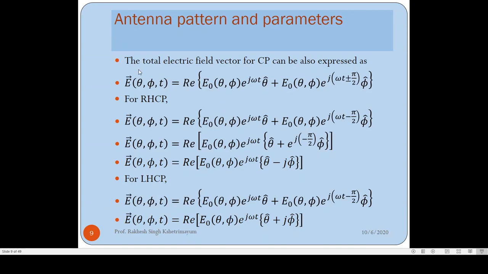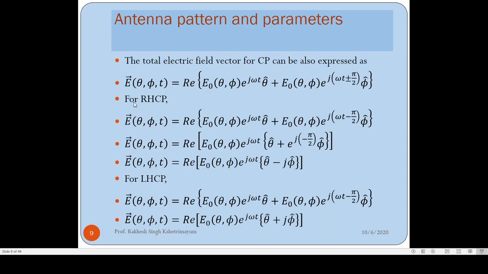There is another alternate form of expression for the total electric field vector. You basically take the real part of E0 exponential j omega t theta hat plus E0 exponential j omega t plus pi by 2 phi hat. When you take the real part of that, you will get the previous expression you have for the electric field. So let's consider a right hand circular polarized wave. In that case, we have a minus pi by 2 here. So now if you take out E0 exponential j omega t common, what you have inside the second bracket will be theta hat plus exponential minus j pi by 2 phi hat.